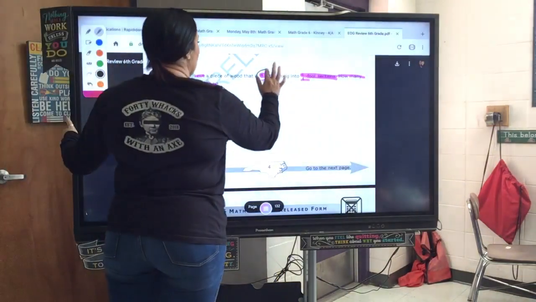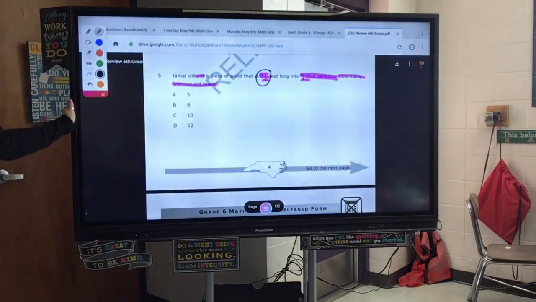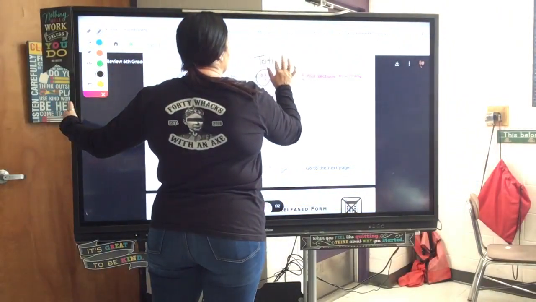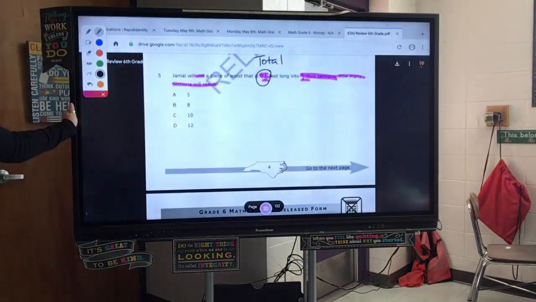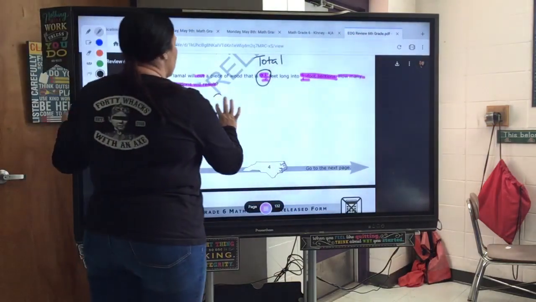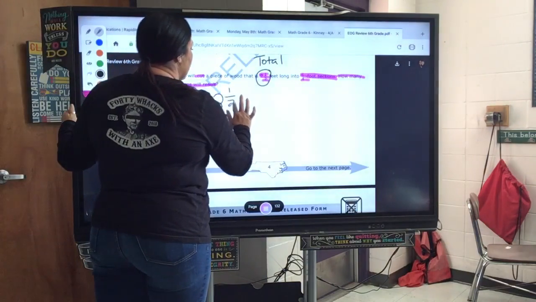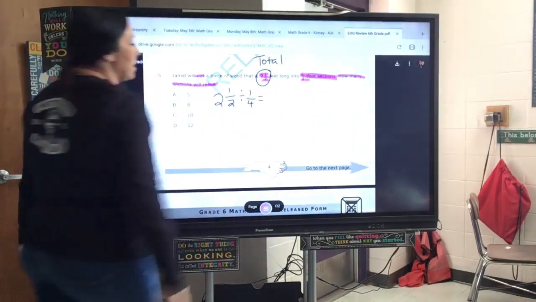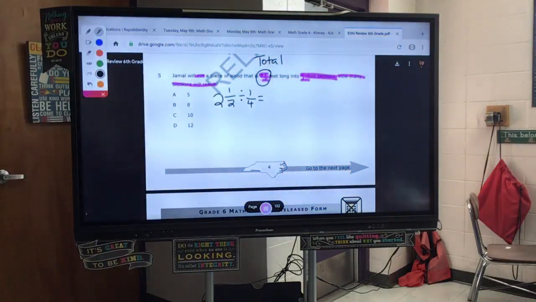Now, this number right here is what? The 2.5 is what? No, our total. Why is that important? Does that go first or second? First. Alright, so in your notebooks, you are doing 2.5 divided by 1/4. Stand up when you have your answer.